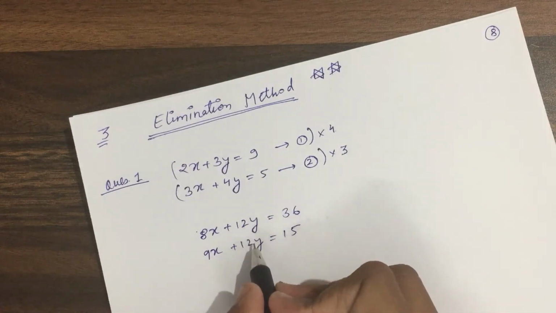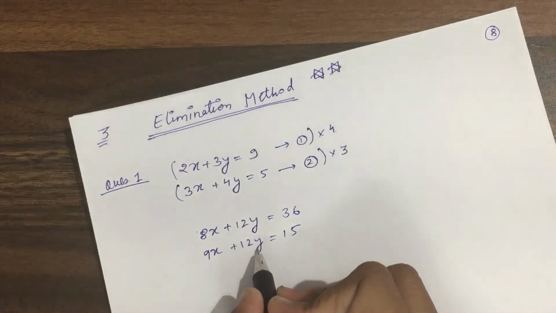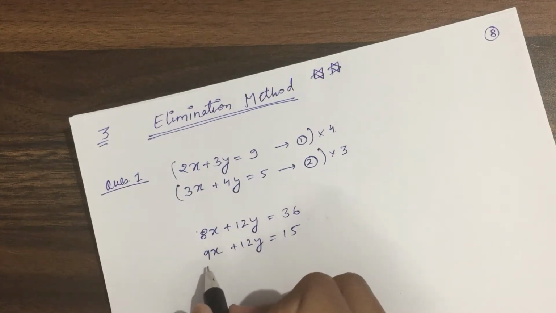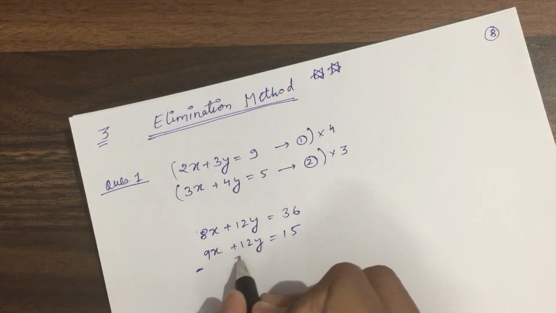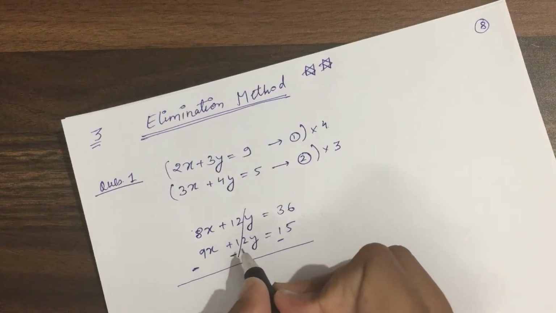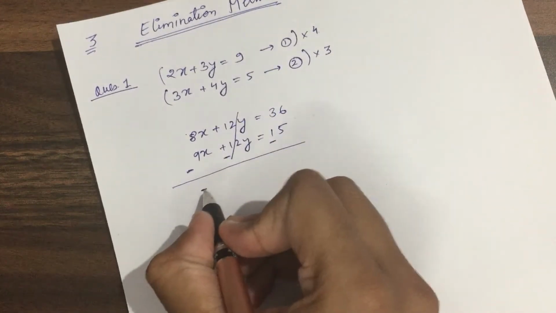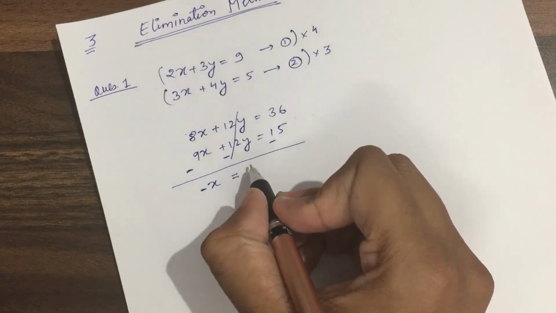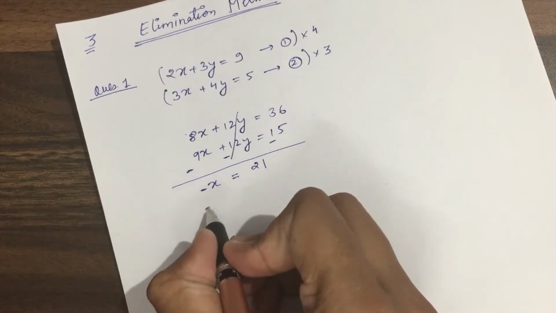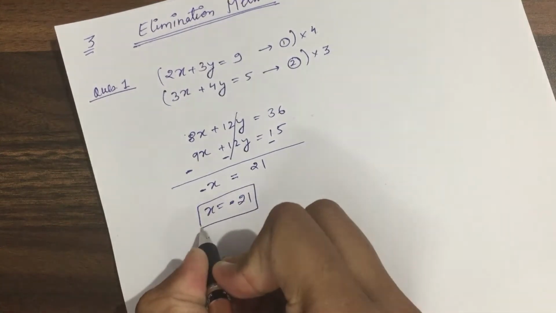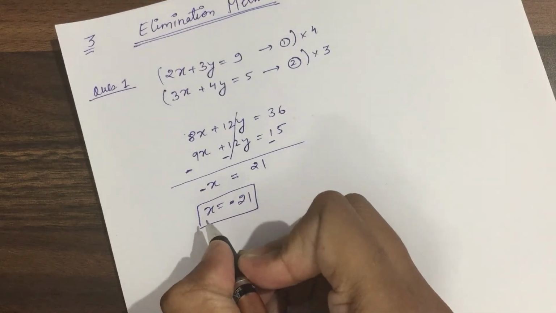Now the coefficients of y in both equations are the same. Now we want to eliminate y, so we will subtract both the equations. When we subtract, the signs change, plus and minus, and y will be cancelled. It will be minus x equal to 21. So this will give you x equal to minus 21. Look how easily we have got the answer.